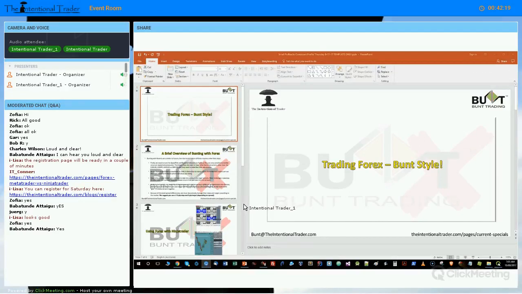Sorry about this. Someone told me that the left side is a bit too small.